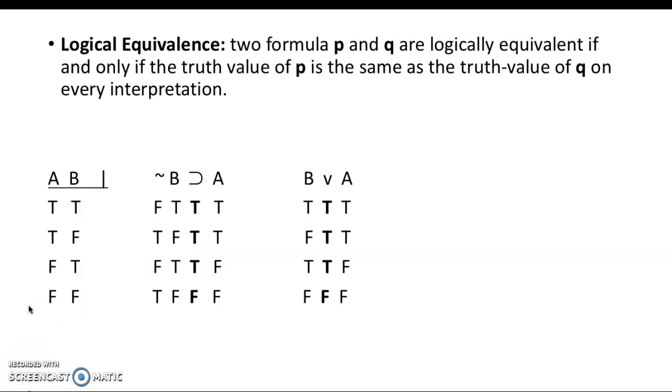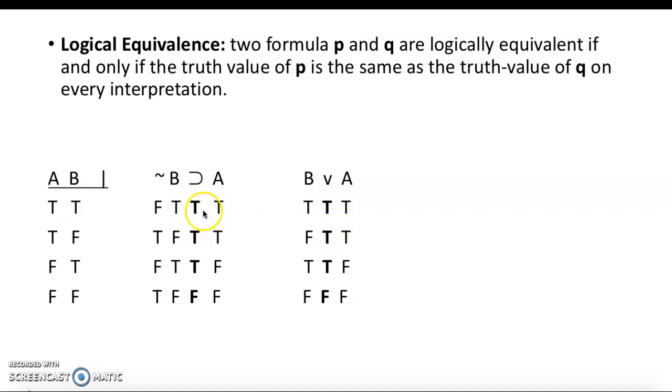Finally, we can use truth tables to determine which sentences are what we call logically equivalent. So two sentences are logically equivalent whenever the final columns under their main connectives are identical to each other. So for example, take these sentences: if not B, then A, and B or A. These sentences are logically equivalent to each other because the final columns, underneath the main logical connectives, are identical to each other.